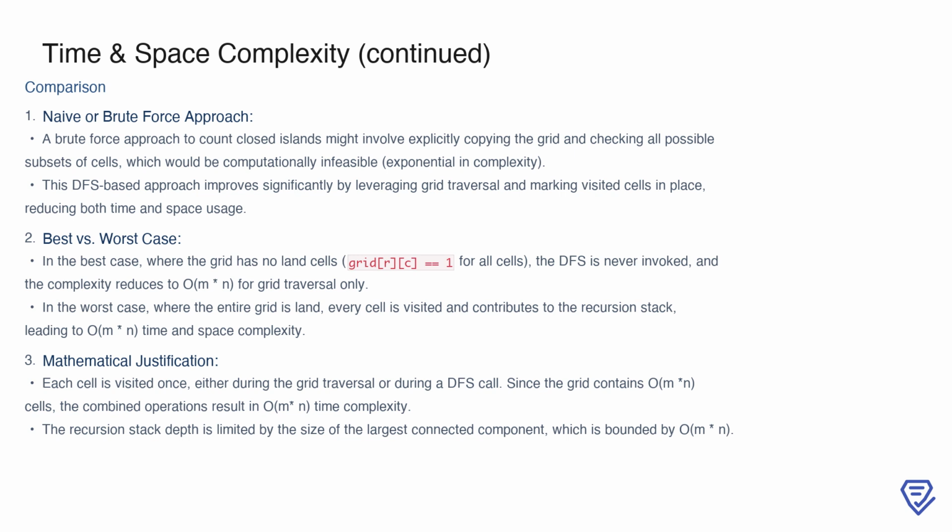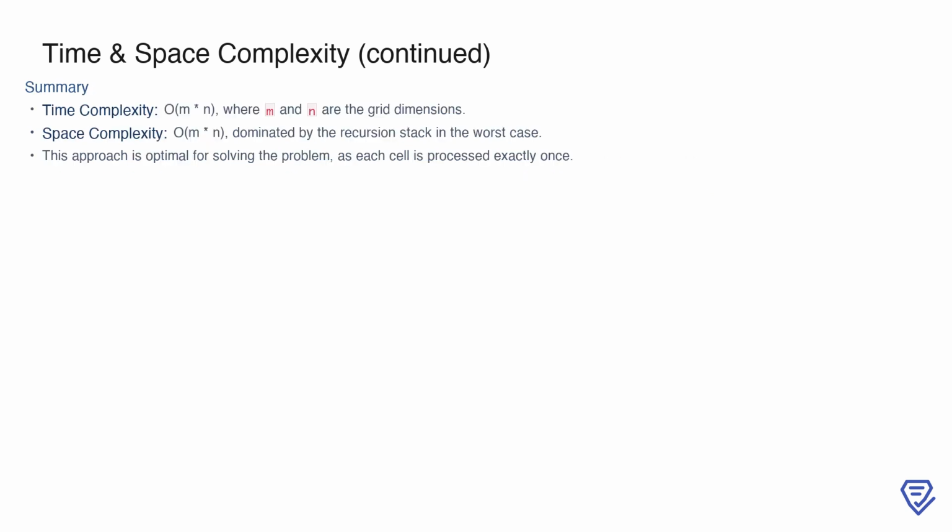This ensures the overall time complexity remains O(m*n), while the recursion stack depth is limited by the size of the largest connected component, which also caps space complexity at O(m*n). To summarize, the time complexity of this solution is O(m*n), where m and n are the grid dimensions. This is because each cell is processed exactly once, whether during the grid traversal or during DFS exploration.